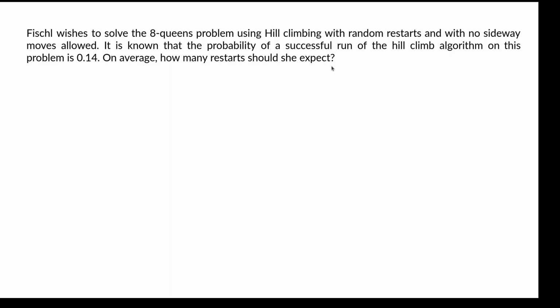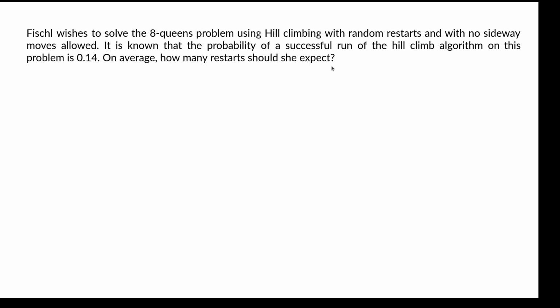What does that mean? It means the only probability that you will reach the solution is 0.4. In order to make it a 1, you will run it many times. So it is asking how many times you are doing random restart.